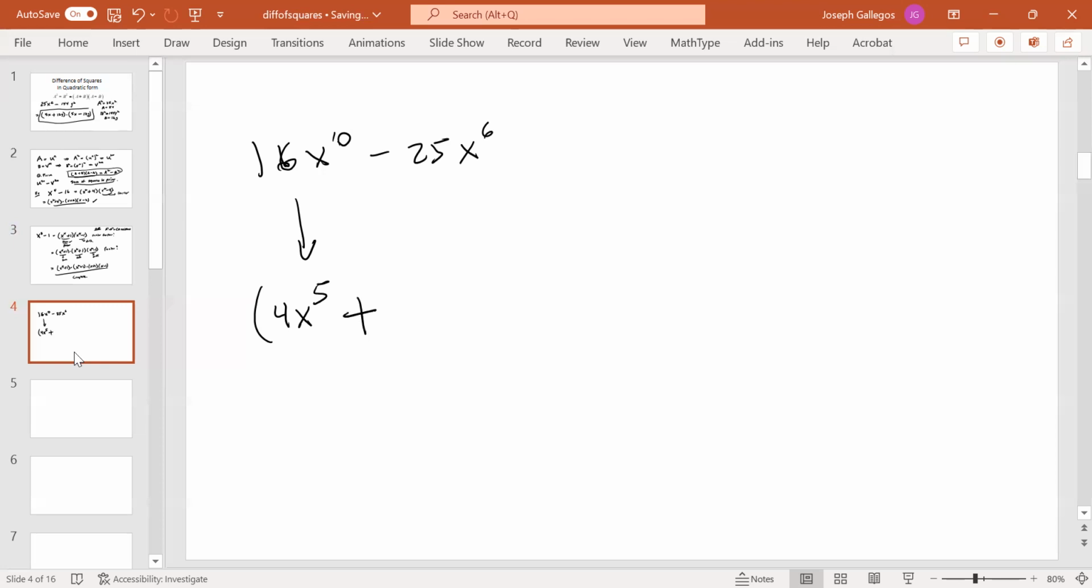And now what about the second term? 25x to the 6. Well, 25 is a perfect square, yeah. What about x to the 6? Is x to the 6 a perfect square? Well, 6 divided by 2 is 3. So x to the 6 is x cubed squared. So yes, it fits the form. And so in the first set of parentheses, we'll have 4x to the 5 plus 5x cubed. And in the second set of parentheses, the difference, we'd have 4x to the 5 minus 5x cubed.